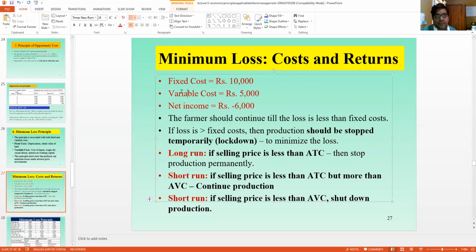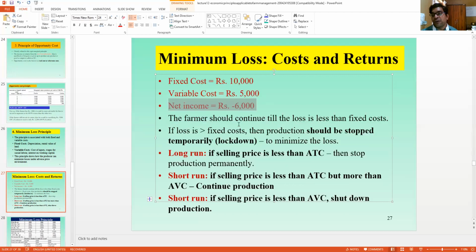Now you see, the fixed cost is 10,000, variable cost is 5,000, net income is minus 6,000. Now what will you advise the farmer to do? Should the farmer continue farming or stop? Net income is minus 6,000. Would you be asking the farmer to continue or to stop farming? The best decision that we can give is asking the farmer to continue farming even though net income is minus 6,000.